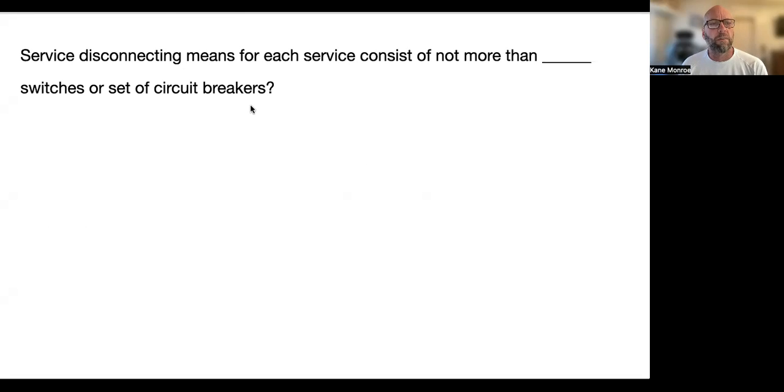All right, service disconnecting means for each service consists of not more than blank switches or sets of circuit breakers. Guys, that's 6, and NEC 230.71(B).